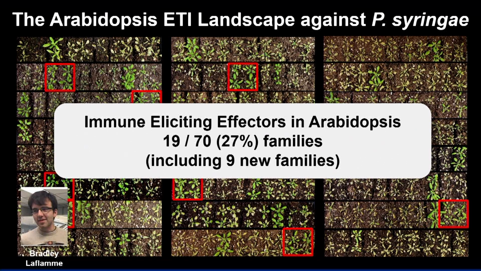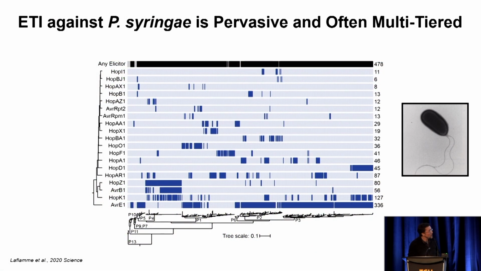But what was even more impressive is when we mapped these immune-eliciting effectors back onto the syringae phylogeny, the pathogen phylogeny. So what I've indicated here at the bottom is the phylogeny of Pseudomonas syringae, and each one of the dark blue bars here represents the presence of an effector that elicits an immune response in one of those strains. And what should immediately come out is that most strains contain an immune-eliciting effector. And at the top, I've just collapsed everything into, does it contain any elicitor? All right, any immune elicitor.